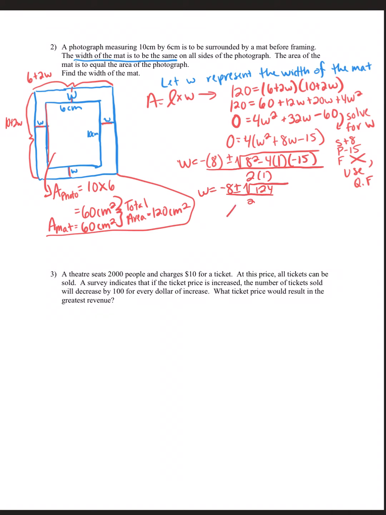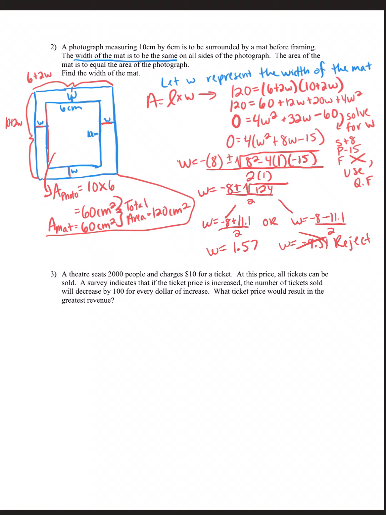So if we split that, we have W equals negative 8 plus the square root of 124, which is 11.1, divided by 2, or we'll have W equals negative 8 minus 11.1 over 2. Okay, so the positive version, we're going to have W equals 1.57, and the negative version over here, we're going to have W equals a negative 9.57. So again, we don't want the width to be negative, so we can reject this value.